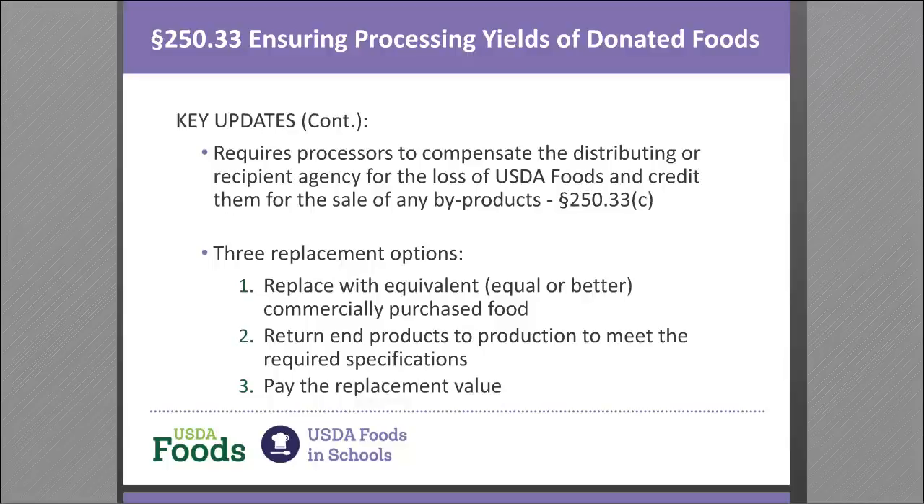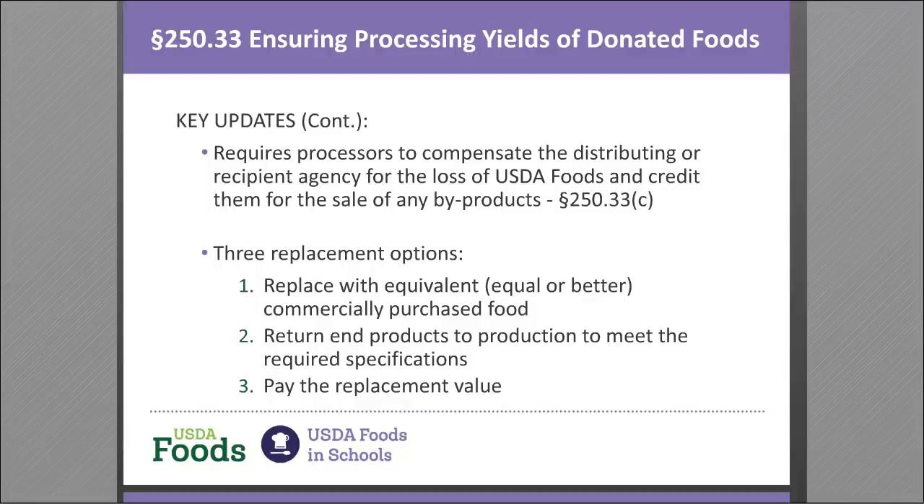Replace the lost USDA food or commercial substitute with commercially purchased food of the same generic identity of U.S. origin and equal or better in all USDA procurement specifications than the USDA food. Return end products that are wholesome but do not meet required specifications to production or processing into the requisite quantity of end products that meet the required specifications, or pay the distributing or recipient agency as appropriate for the replacement value of the USDA food or commercial substitute only if the purchase of replacement foods is not feasible and the processor has received approval. In-state processors are required to obtain distributing agency approval for such payments, and multi-state processors are required to obtain FNS approval.